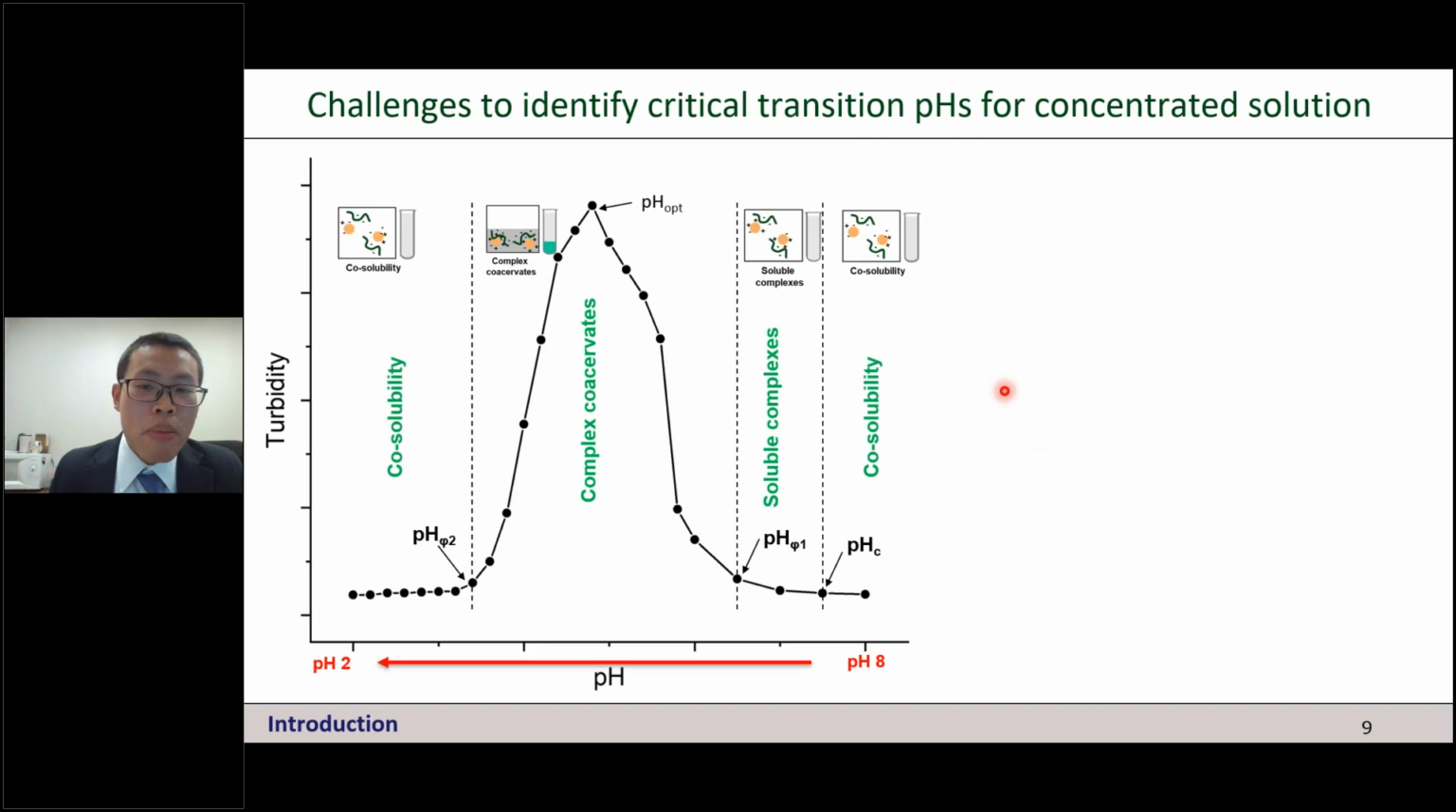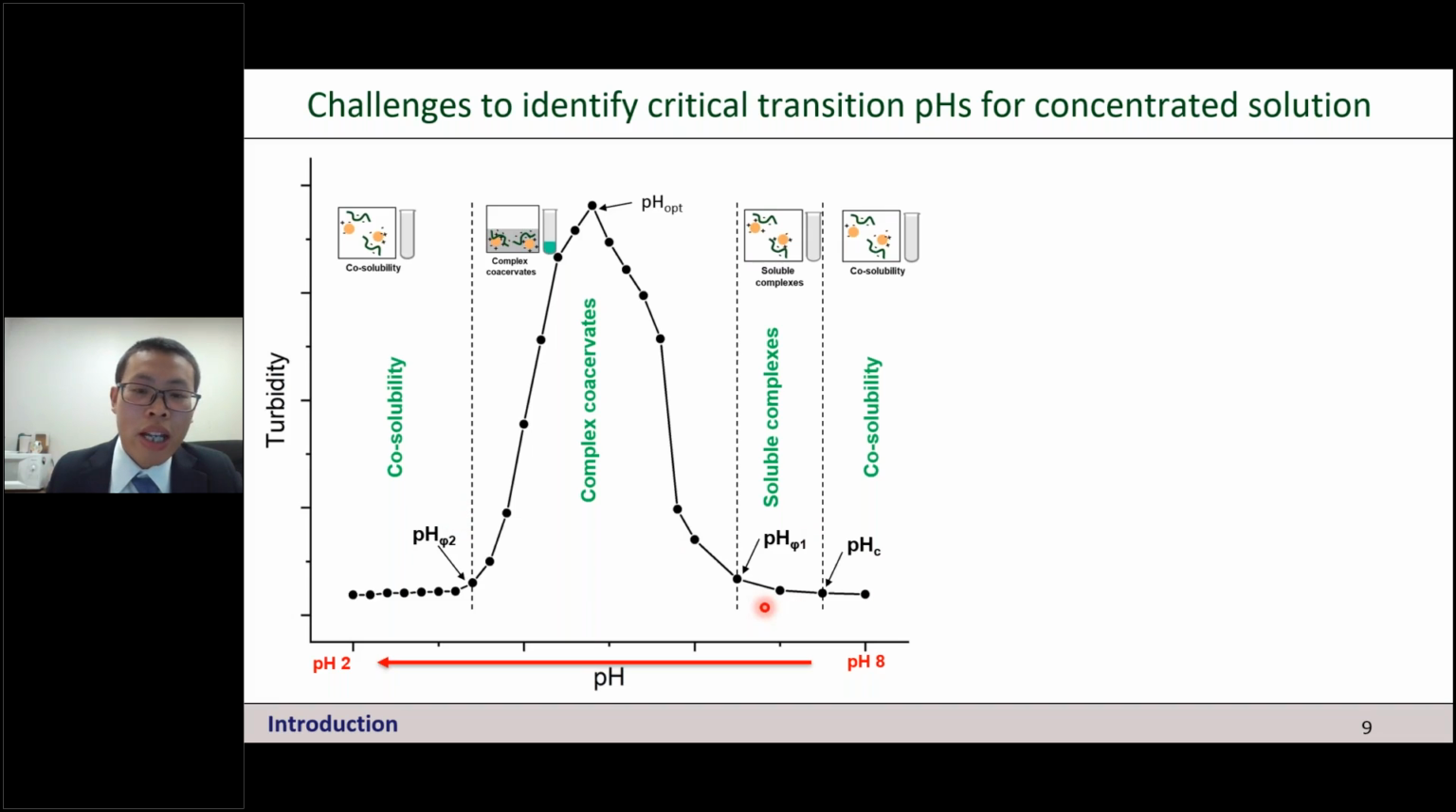Traditionally, complex formation was performed at low biopolymer concentrations of below 0.3, and the turbidity measurement as a function of solution pH has long been applied to identify critical phase transition pHs for complex formation. Typically, these pHs, pH C, pH phi 1 and phi 2, were identified from the turbidity curve during titration from neutral to acidic pH, corresponding to phase behaviors of co-solubility, soluble complexes, complex coacervates, and co-solubility again.